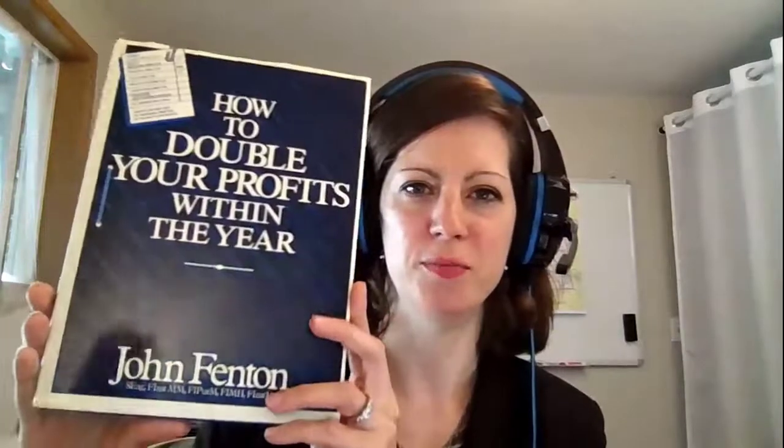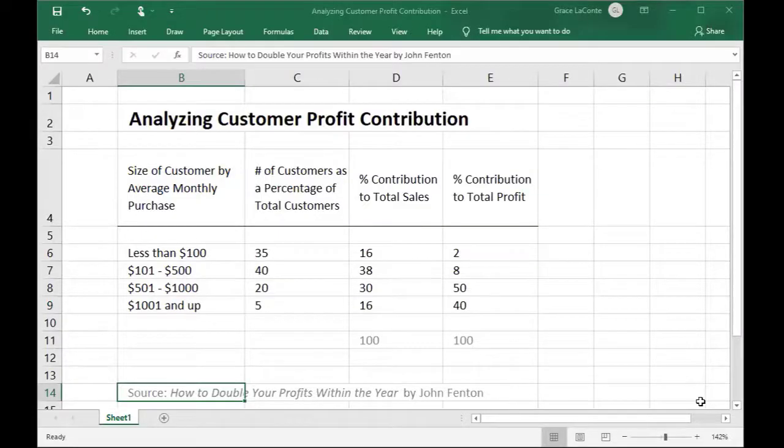So today I want to share the customer profit contribution method. It's developed by a guy named John Fenton, who wrote a fantastic book that's just chock full of ideas like this called How to Double Your Profits Within the Year. Here's what it looks like. It's no longer in print, but if you can get a copy, I highly recommend it. I'm just going to show you an Excel spreadsheet that has the figures from his book spelled out.